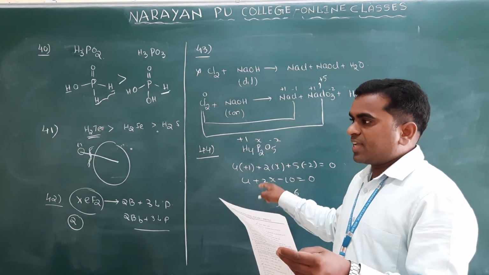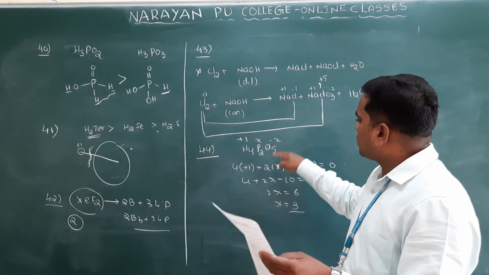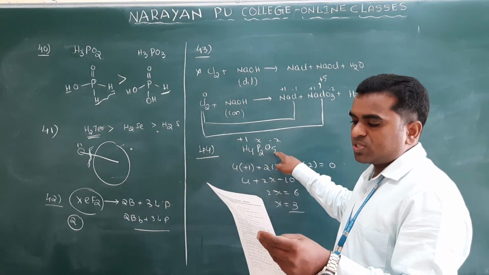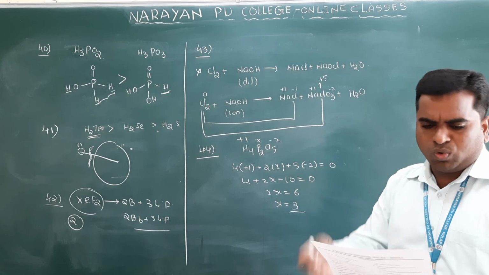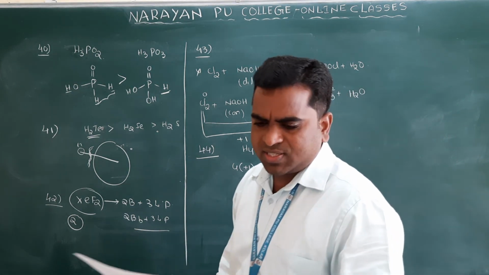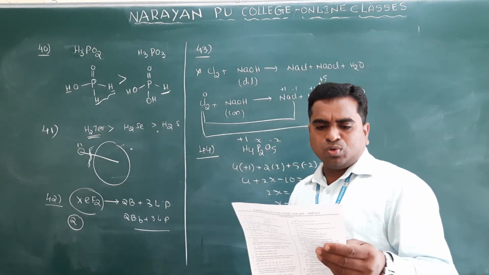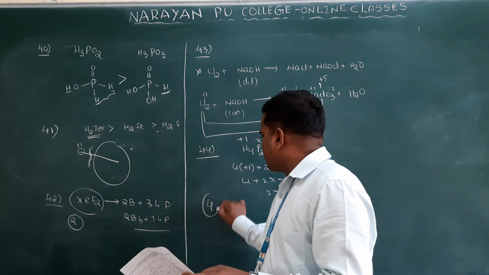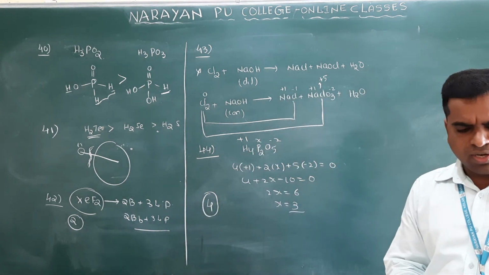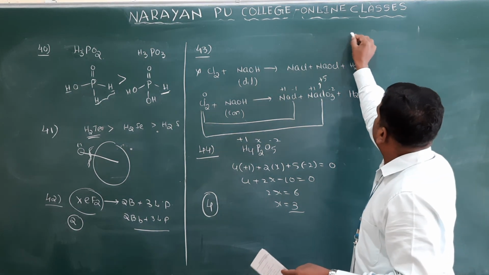Clear? And if you go to the next, H4P2O6, you will get 4. Do it in the same way, you know it already, so I will not discuss that. You will get option 4 as the correct one. You studied this in the first year itself, so I need not discuss all this. Clear? So next one.